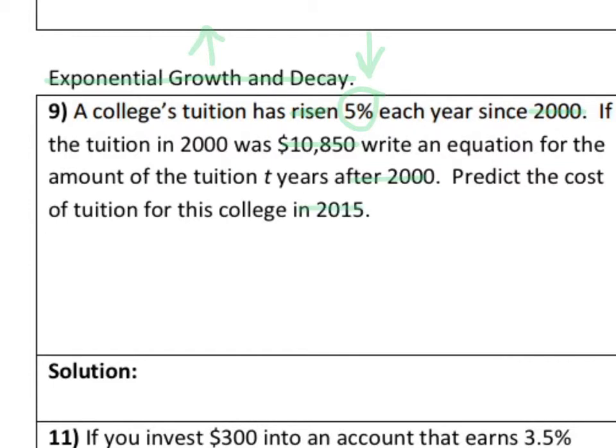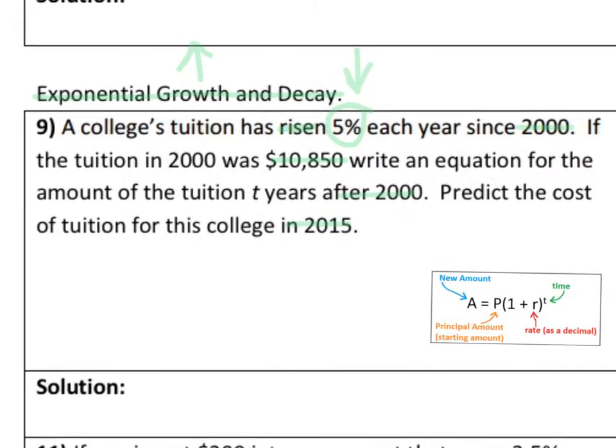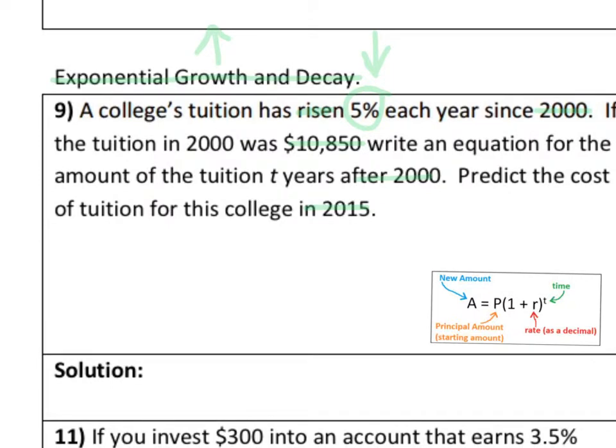All right, first of all, we need to know what the growth formula is. Okay, so I've listed the formula. Whoa, that is not the formula. That's moving. I need my pencil. There we go. Okay, so I've listed the formula here. All we need to do is fill in. So let's start writing the formula. All right, so first the P is our principal amount, and it said that the tuition in 2000 was $10,850. So that's our starting amount.